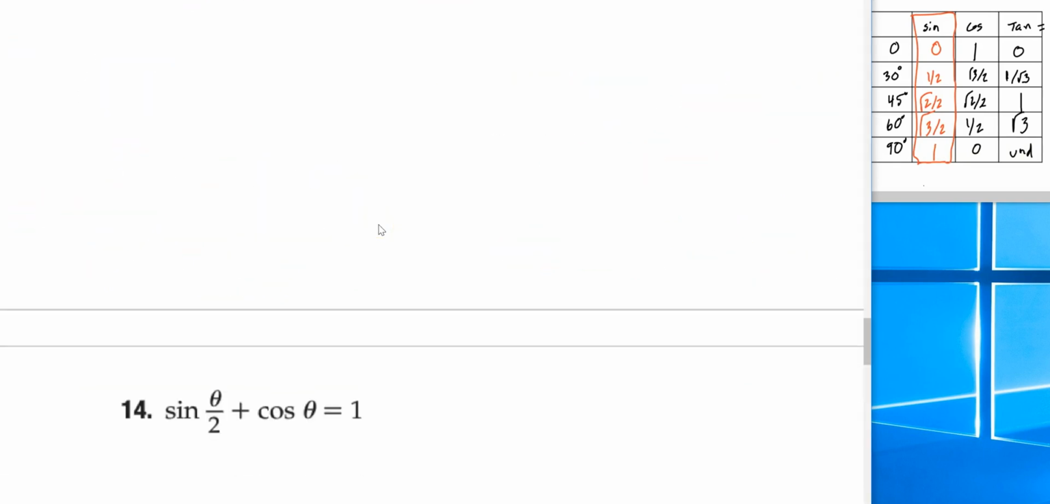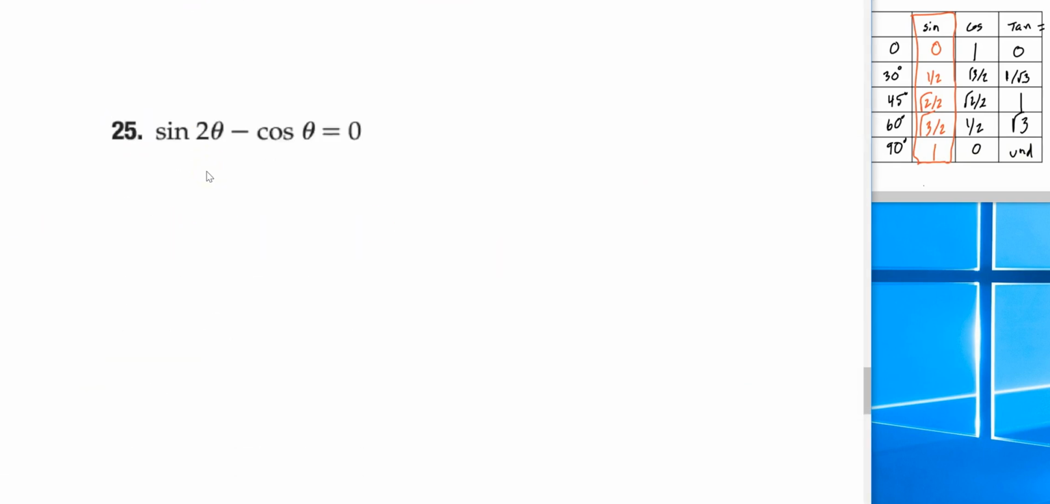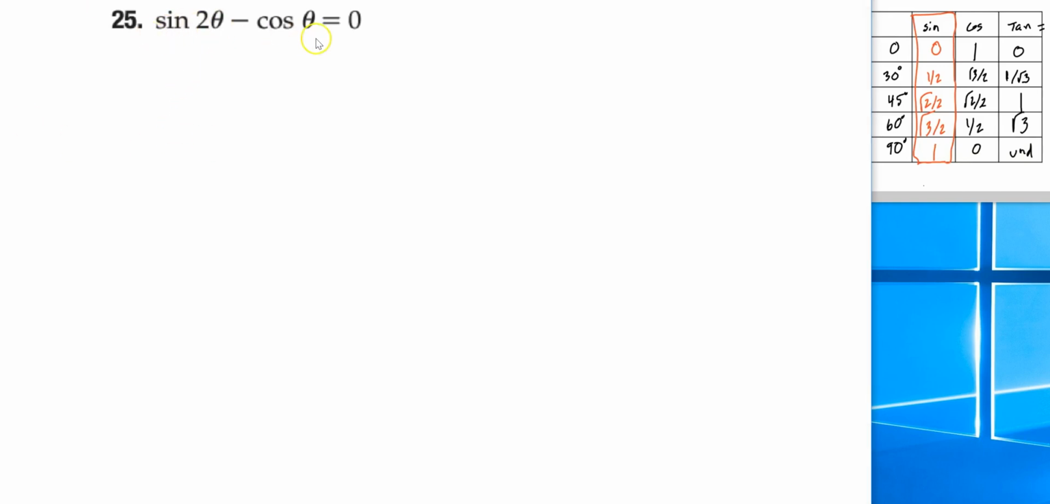Okay, let's do the last couple ones. This one, half angle, skip that one. This one, double angle. How about this one? Again, notice how I have sine and cosine. I don't want to have two different ones. So what I'm going to do is switch this sine 2 theta. If you remember the formulas I do give you, that is a double angle formula. It was on the last lesson. So we're going to switch this to 2 sine theta cosine theta minus cosine theta.